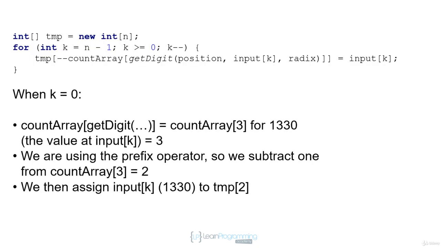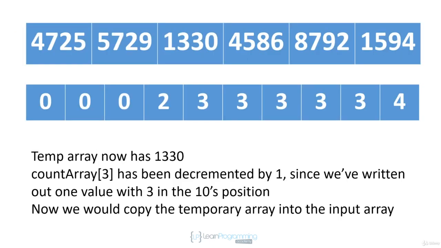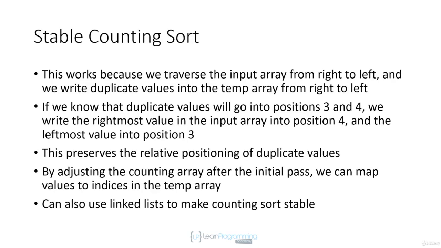And we have preserved the relative positions of 8792 and 1594. And then finally, k will be 0. We'll handle 1330. We'll subtract 1 from count array 3 to get 2, and we'll write 1330 to position 2 in the temporary array. And there we go. We have completed our sort of the values based on the tens position, and the relative positioning of any duplicates have been preserved. And so this is a stable counting sort.